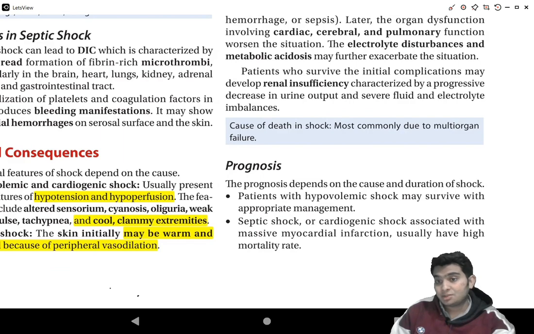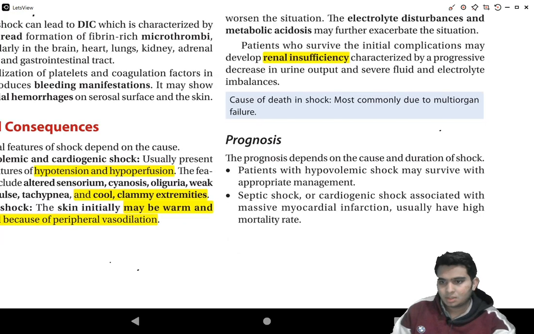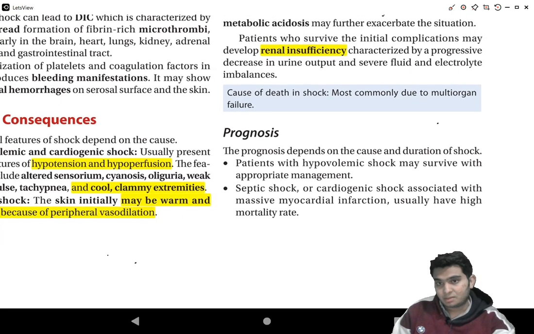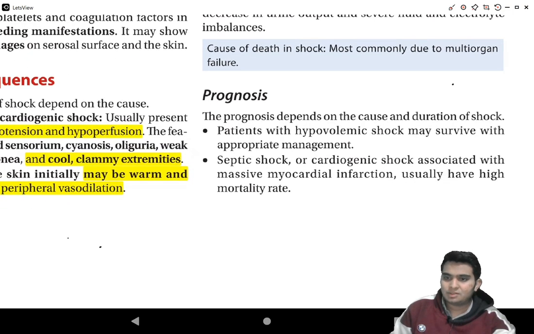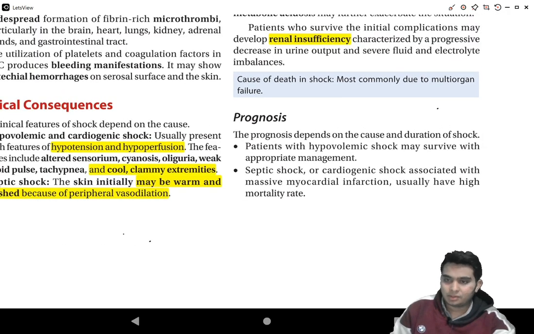Patients who survive the initial complications may develop renal insufficiency, characterized by progressive decrease in urine output and severe fluid and electrolyte imbalances. The prognostic factors are: a patient with hypovolemic shock can survive with appropriate management, but septic shock or cardiogenic shock is associated with a high mortality rate.